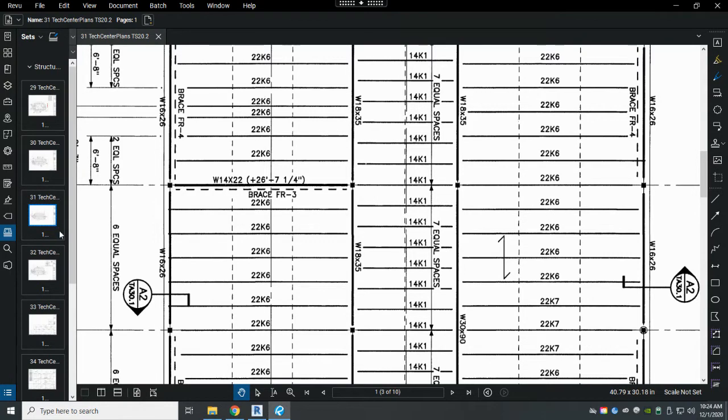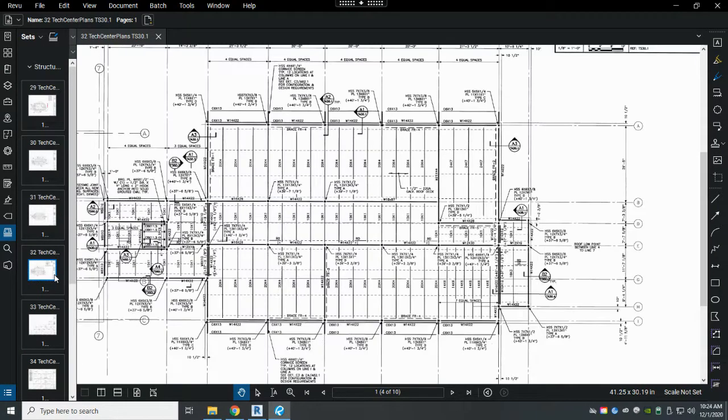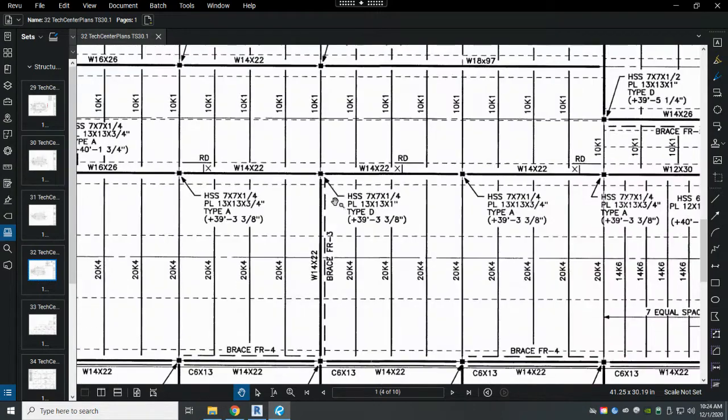And then if we go to the second floor, oh, that was the second floor. Then there's that bracing again, and we can see it, and it's going in the opposite direction. It's going in the opposite direction diagonally.